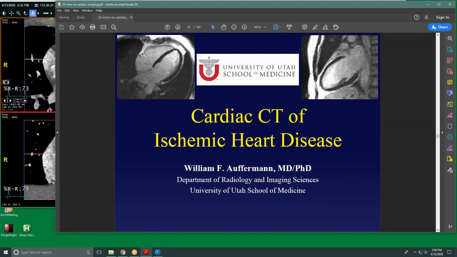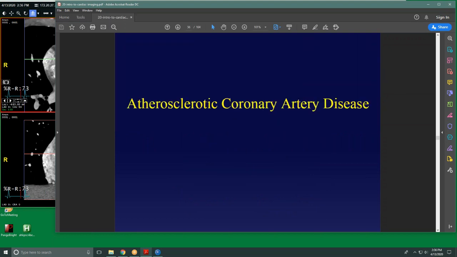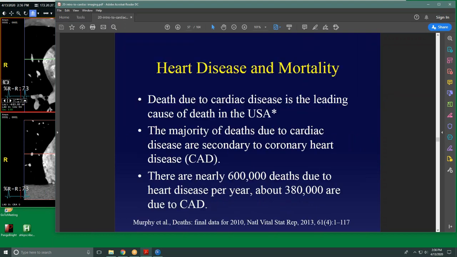Okay, so going on next, we've got cardiac CT of ischemic heart disease. I'm just going to go through this really briefly here. You guys are probably familiar with a lot of this stuff from being in medical school. A lot of this is for resident review. So I'll just go through it briefly. But I'm sure many of you know, heart disease is the leading cause of death in the United States and many other more affluent countries.